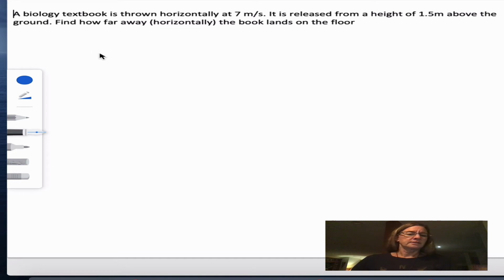Let's try another one. A biology textbook is thrown horizontally at 7 meters per second. It's released from a height 1.5 meters above the ground. Find out how far horizontally the book lands on the floor. So again, we start by labeling what we're given. We've got a biology textbook, not a physics textbook. That would be inappropriate. And it is 1.5 meters above the ground.